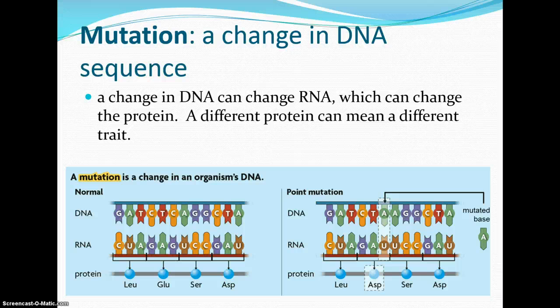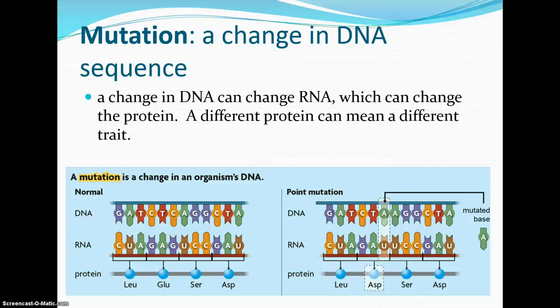Mutations are a change in DNA sequence. That's it. Because the sequence is everything for DNA. So if you start messing with the sequence, you start messing with mutations. A change in DNA can change the RNA, which can change the protein. A different protein means a different trait.